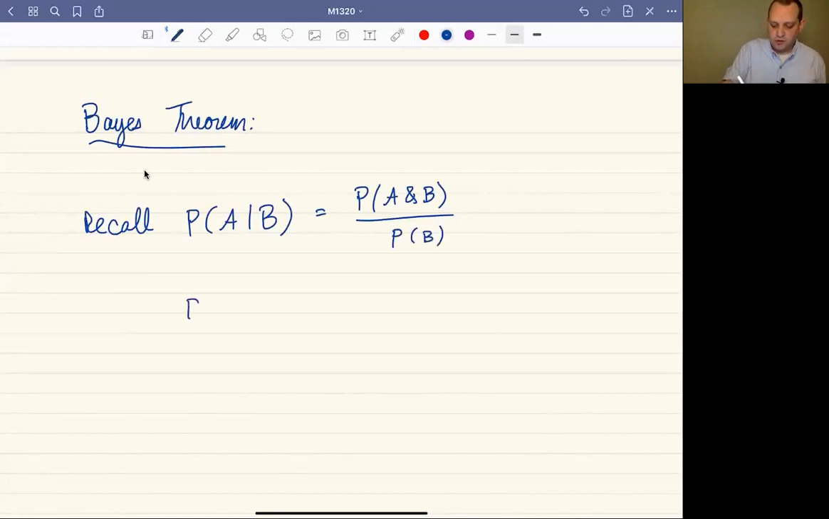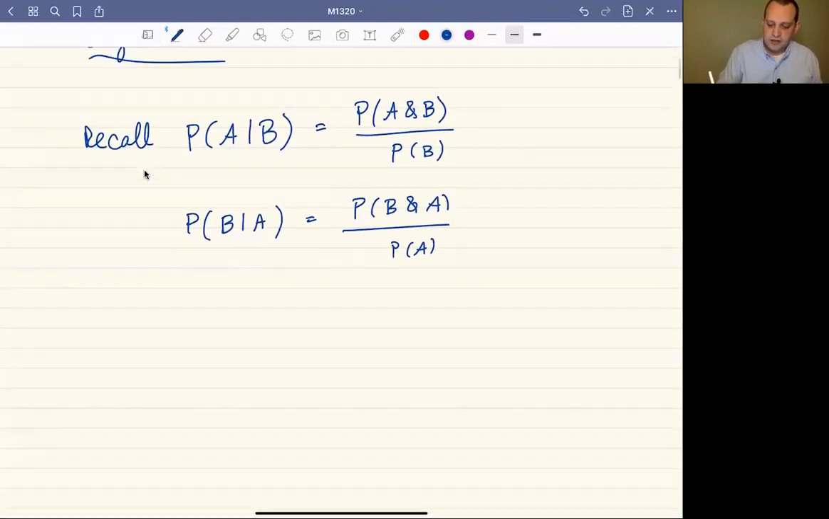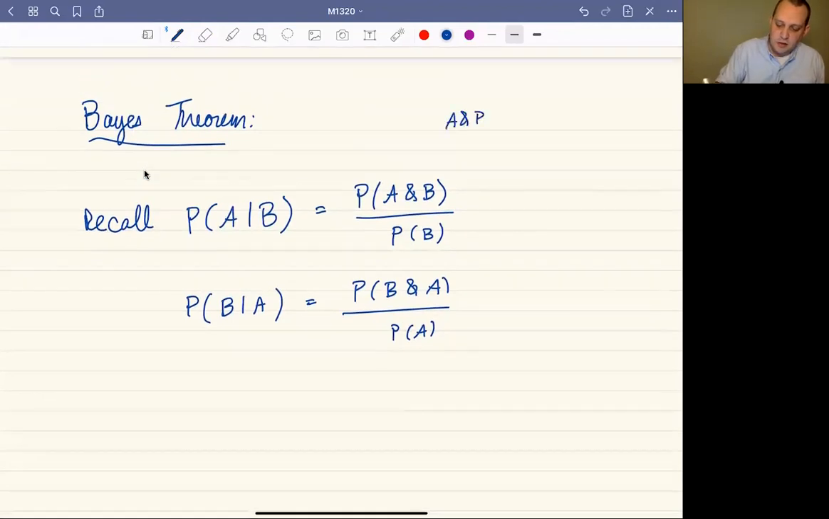And likewise, if we were to reverse the role of A and B, if we want to find the probability of B given A, then that's still going to be the probability of, let me be consistent here, B and A, divided by the probability of A. Now, if you think about these as sets, A and B is going to be the set of events where A and B happen, and so the order is not going to matter. B and A is the same as A and B. And so what that tells you is that these two quantities are going to be equal.